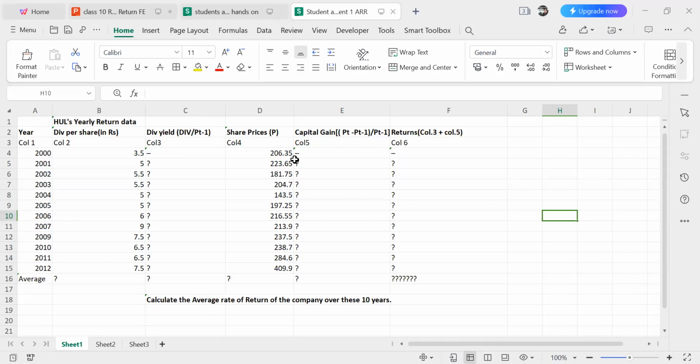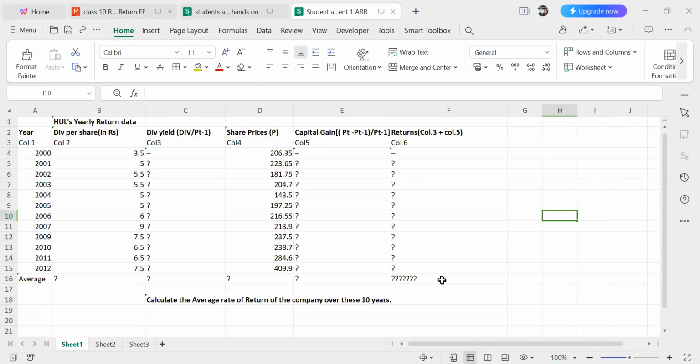So now you see, this is the file you got. So simply you are going to calculate the rate of return. That means you have to calculate this column 6. What is the rate of return? Remember, this is your average rate of return, the summation of the returns you will get over the years. Before that, you have to get the rate of return.